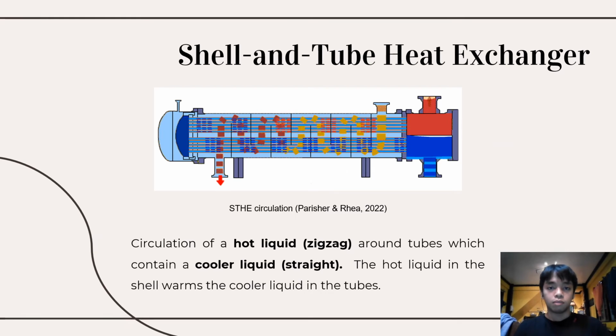The shell and tube exchanger accomplishes its cooling task by circulating a hot liquid around tubes which contain a cooler liquid. The hot liquid circulates in an enclosed area called the shell. Tubes containing the cooler liquid are looped through the shell. Hot liquid in the shell warms the cooler liquid in the tubes, whereas the cooler liquid in the tubes cools the warm liquid in the shell.